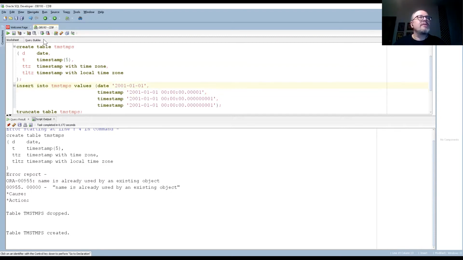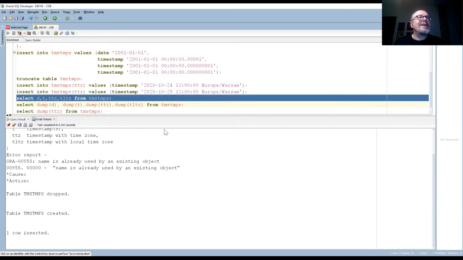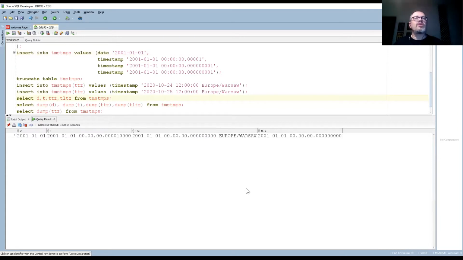Okay, let's insert this one row. And now we can select it to double check what is stored. We can see the date is the one that we stored. Timestamp is the one we stored. Timestamp with time zone, I have used on purpose: I haven't used the timestamp with time zone literal, which would require a time zone to be specified. I have used a standard timestamp literal without time zone.